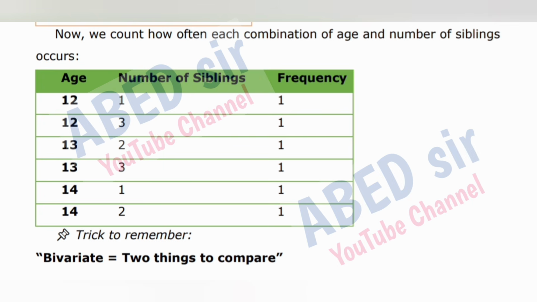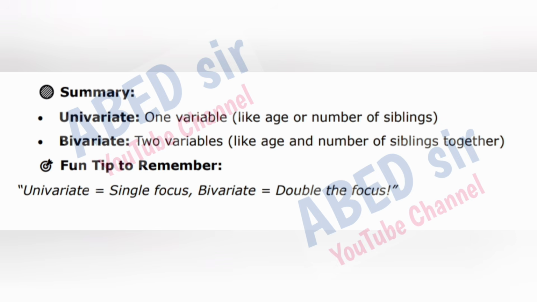Age, number of siblings, frequency. 12, 1, 1. 12, 3, 1. 13, 2, 1. 13, 3, 1. 14, 1, 1. 14, 2, 1. Trick to remember: bivariate is equal to two things to compare. Summary. Univariate, one variable, like age or number of siblings. Bivariate, two variables, like age and number of siblings together. Fun tip to remember: univariate is equal to single focus, bivariate is equal to double the focus.